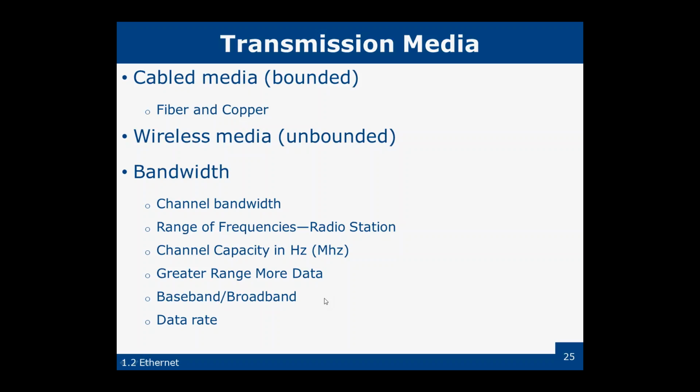So bounded and unbounded, I think I've used those terms before. Bounded media, fiber and copper, something that has kind of an insulation on it, I guess. Maybe it's bounded. Wireless media is unbounded. Unbounded can go anywhere. And we talk about bandwidth, and bandwidth means a couple of different things. Channel bandwidth is a range of frequencies. A radio station has a lower end and a top end, and then you tune to that channel and they put their data inside it. Channel capacity is in hertz or megahertz, and the greater the range, the more the data. And we have baseband and broadband.